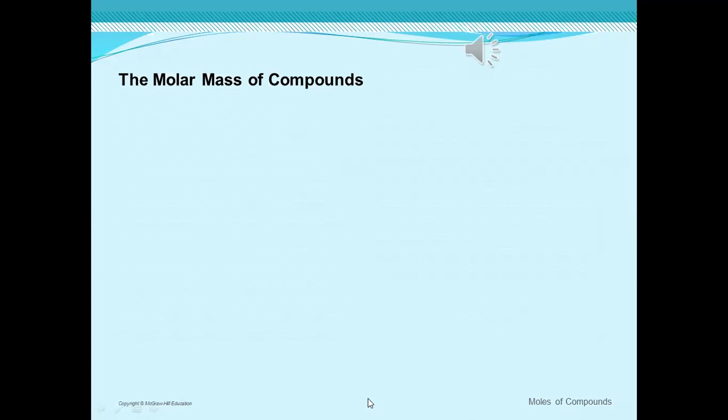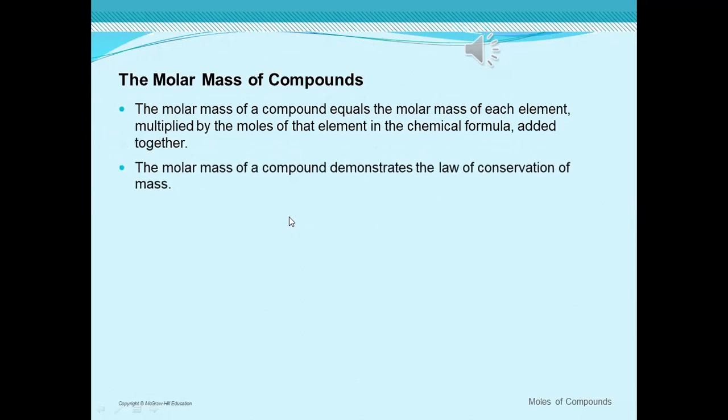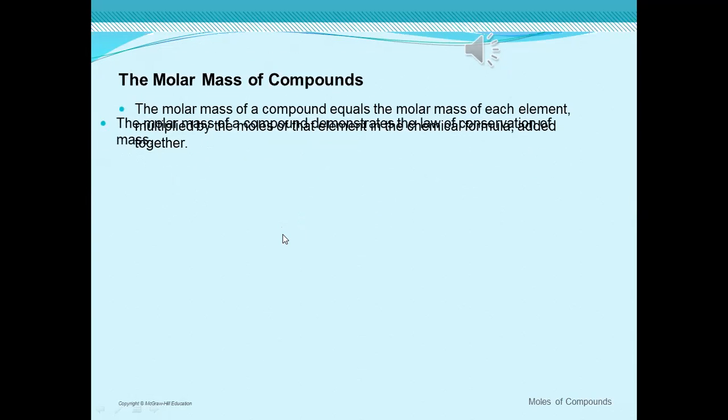Okay, guys. After that, the molar mass of compounds. Listen, please. The molar mass of a compound equals the molar mass of each element multiplied by the moles of that element in the chemical formula, added together. The molar mass of a compound demonstrates the law of conservation of mass.